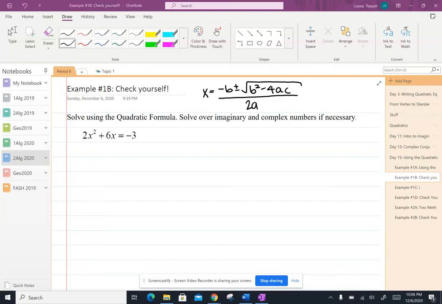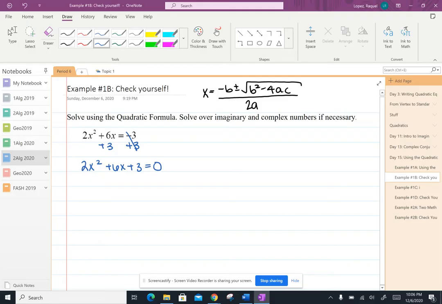Welcome back, Algebra 2. Let's check the answer that you got for example 1B. So I've got a quadratic as shown on my screen. However, before I can use the quadratic formula and before I can start solving, this needs to be set equal to 0. So I'm actually going to move the 3 to the other side by adding it. So I end up with 2x squared plus 6x plus 3 equals 0. And now I'm good to go.